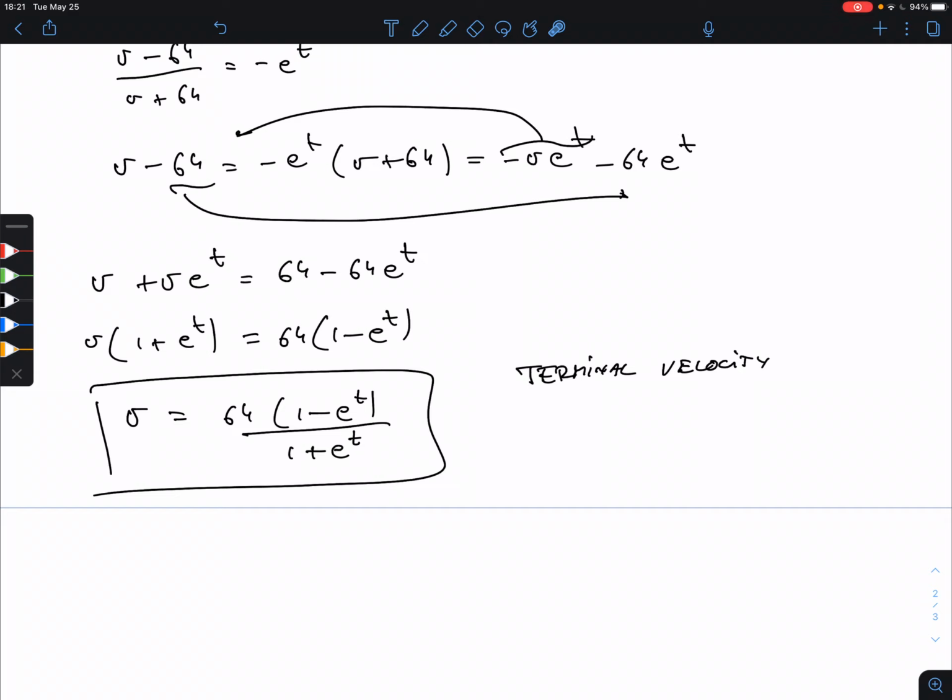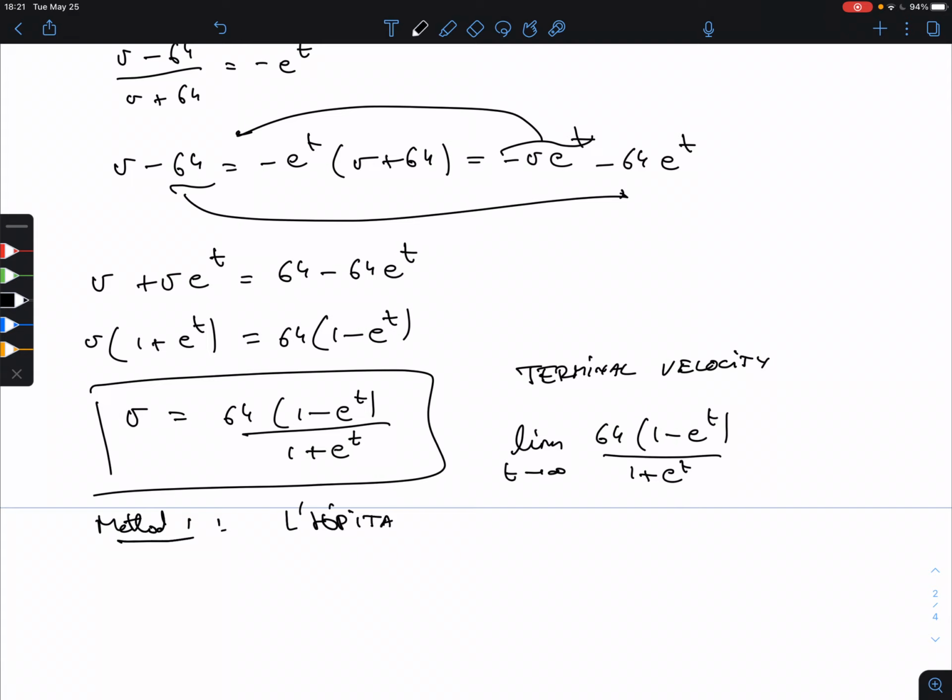Okay, so how do you take this limit? Let me very quickly go over that. The limit for t going to infinity of 64 (1 minus e^t) over (1 plus e^t). So there are two methods. Method 1 is L'Hopital's rule. What you normally do, of course, you should try to plug in. But if you plug in, you get infinity over infinity, and that is one of these L'Hopital undefined forms, indeterminate forms, sorry.